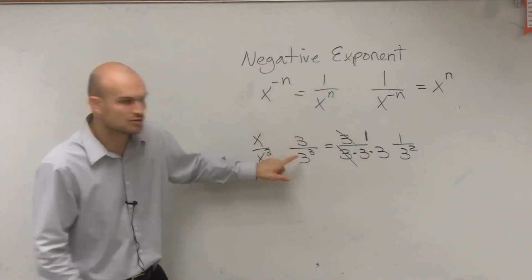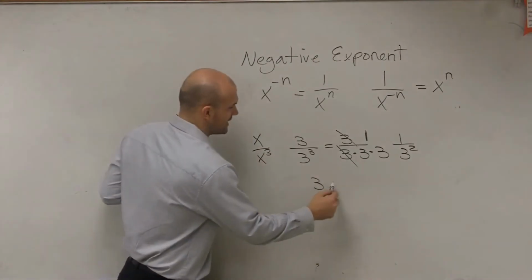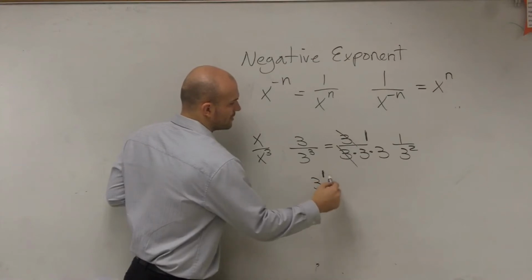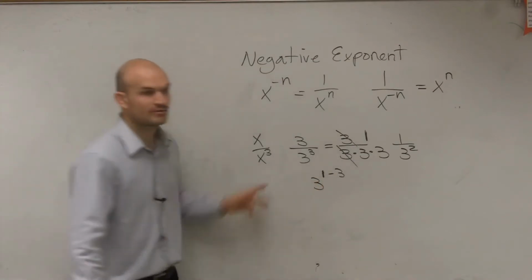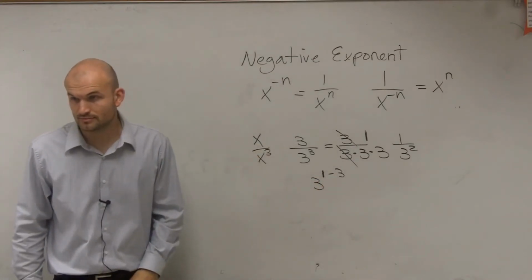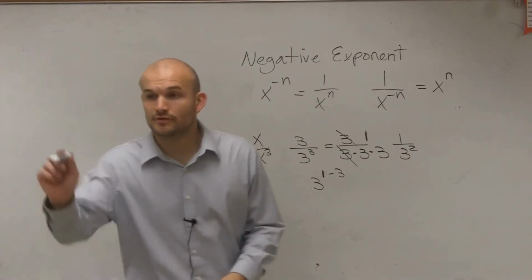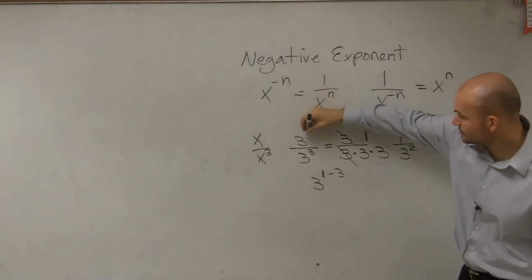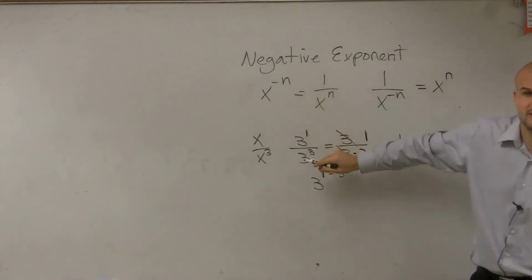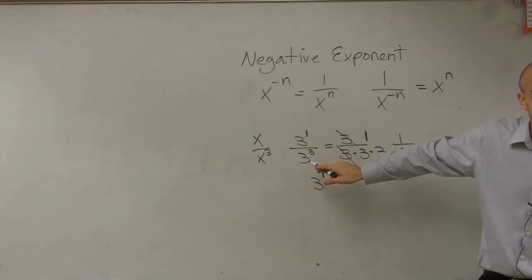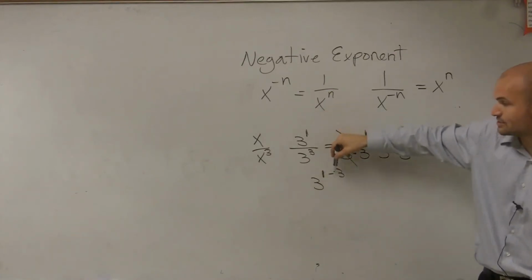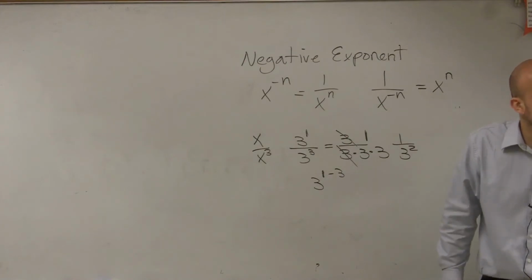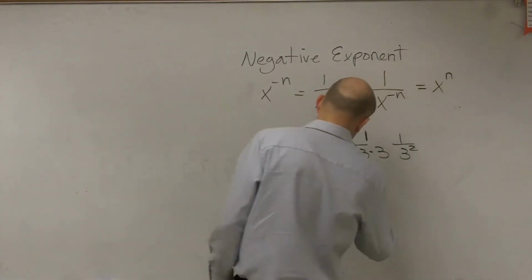If I was going to follow the quotient rule, that would be what? 3 to the first minus 3, right? If you were to apply the quotient rule, you would take the power in the numerator and subtract it from the power in the denominator. So 1 minus 3 is what? Negative 2.